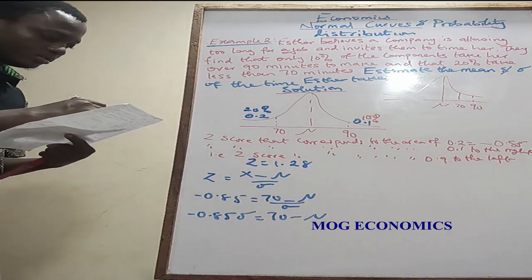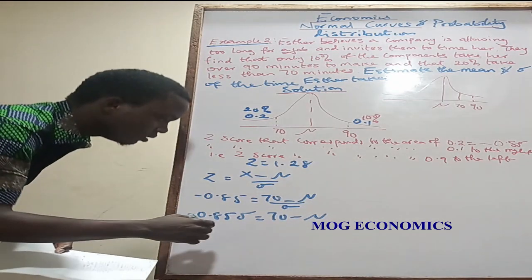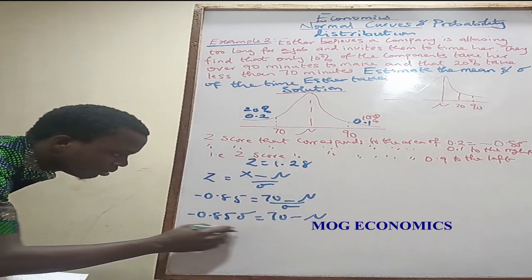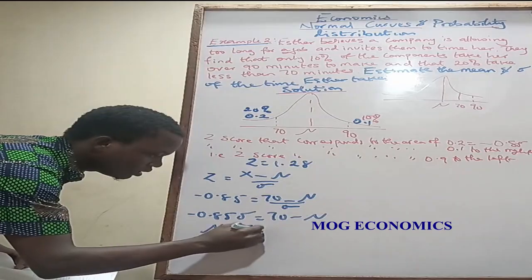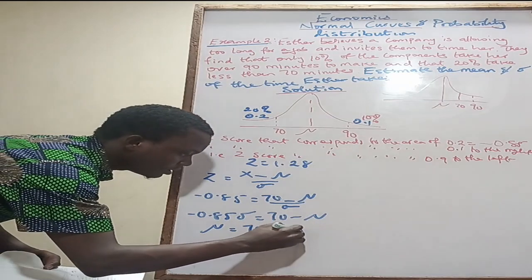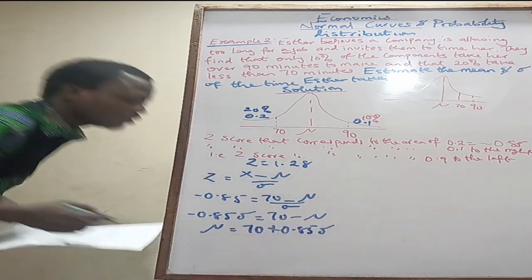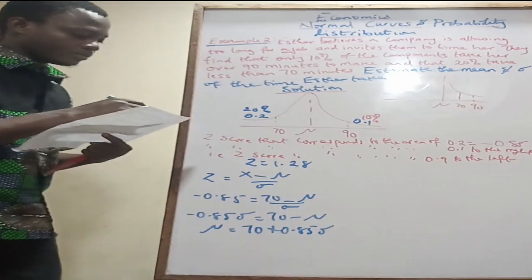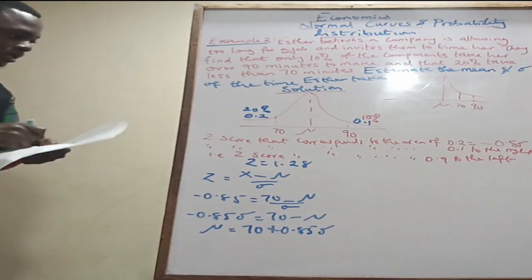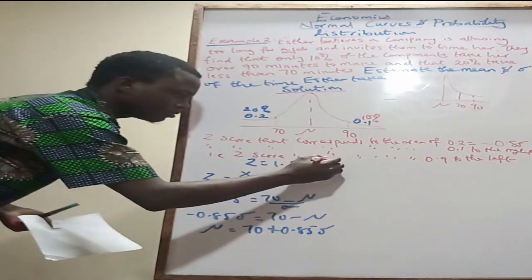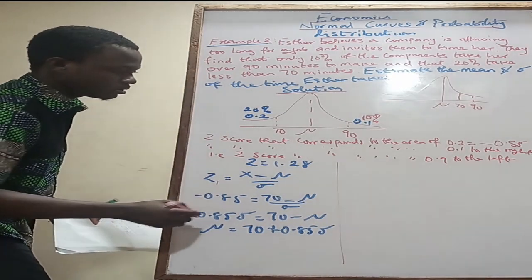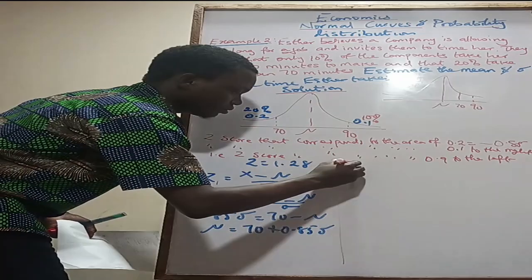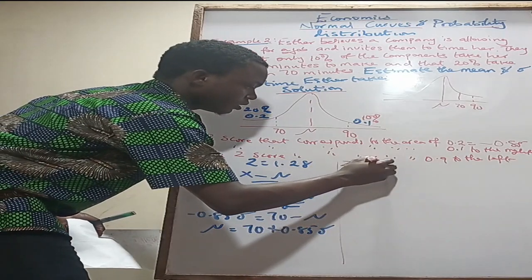So, and then the mean is going to be equal to 70 plus 0.85 standard deviation. Okay. Now for the second part, the same thing. So this is like the z1. So you have your z2, which is equal to x minus the mean.